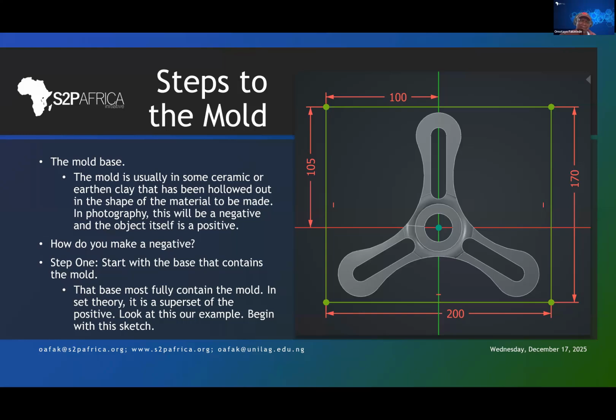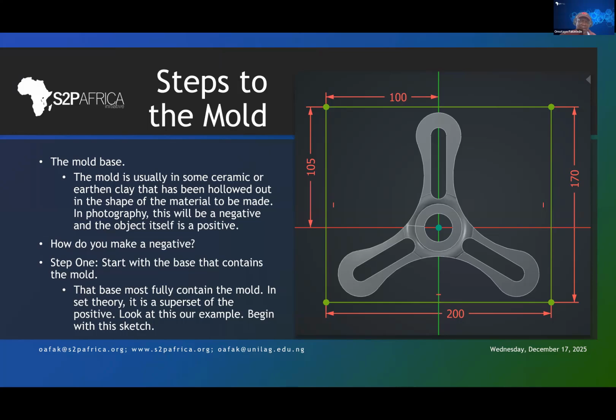Step 1, start with the base that contains the mold. So in this case, we are deciding to do a box. We want to do a box that engulfs it. Start with the base that contains the mold. That base must fully contain the mold. In set theory, it is a superset of the positive.